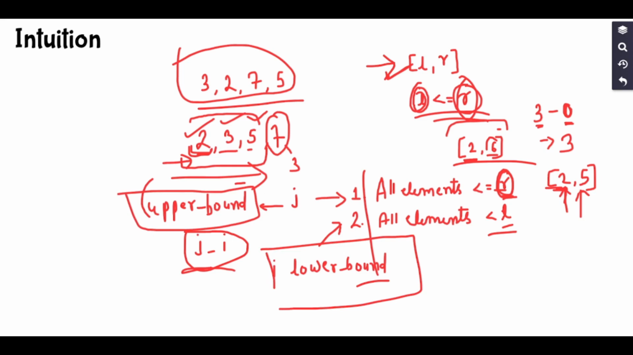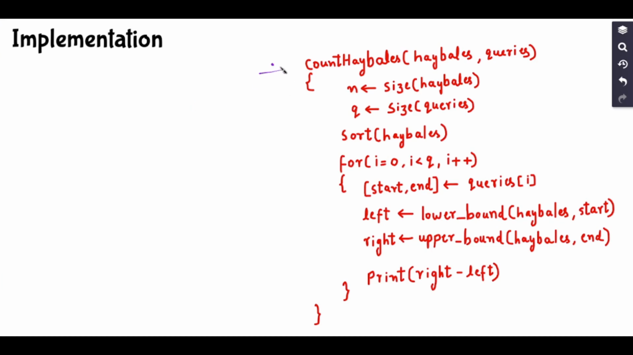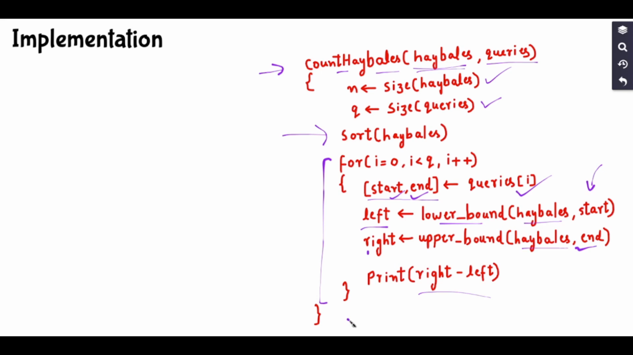Let's try to implement it. This is the implementation of the countHaybales function, which takes in the Haybales array and the queries. Find the size of the Haybales and the size of the queries array. Sort these Haybales in increasing order. Iterate over each query. For each query we have a starting point and an ending point. Now find the lower bound for the starting point, find the upper bound for the ending point, and print the difference. That's all we have to do.